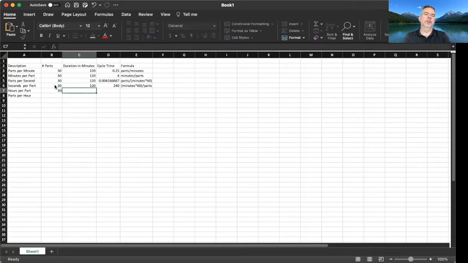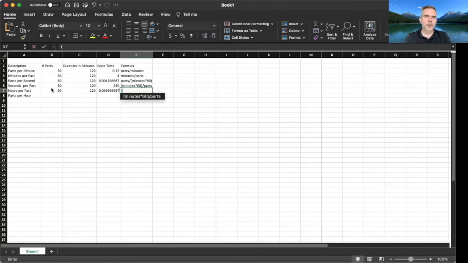Hours per part. How many hours does it take to make one of these parts? Okay, so hours, we're going to take 120. We need to turn it into hours, so we're going to divide it by 60, right? So 120 divided by 60 divided by the number of parts we made, hours per part. 0.06 hours per part. So what was this formula? We take minutes divided by 60 divided by parts, okay?